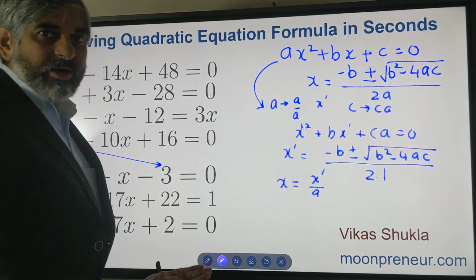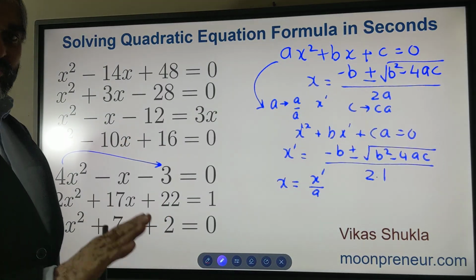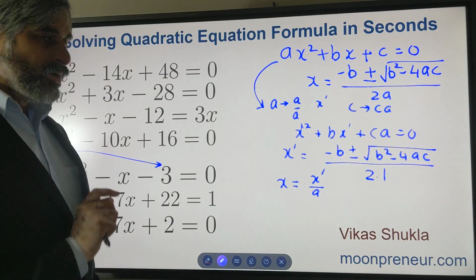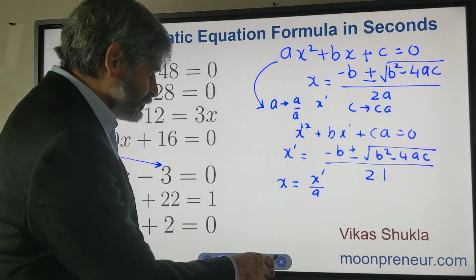You don't need to do it every time. You just go ahead and apply this. You should be able to solve the quadratic equation very fast.